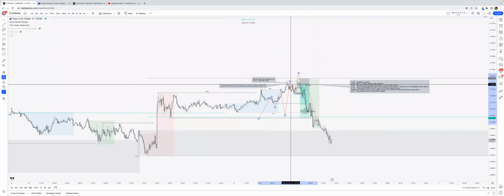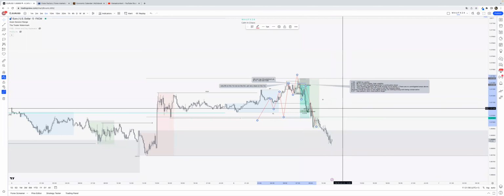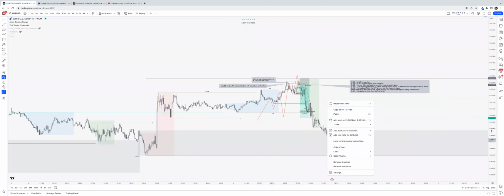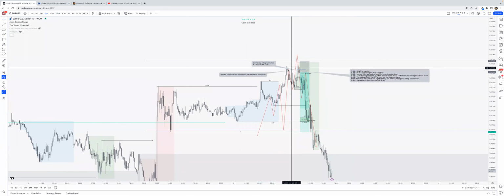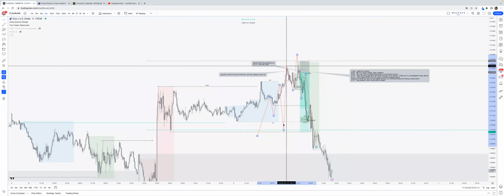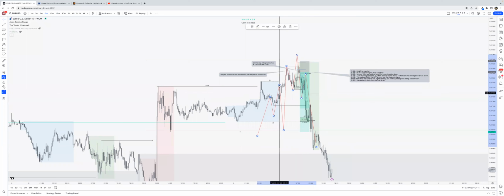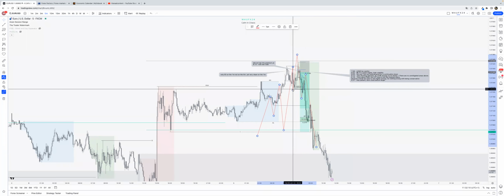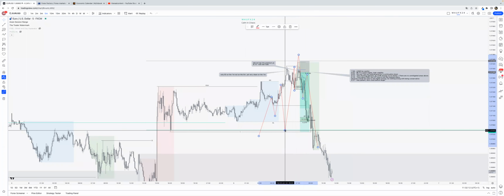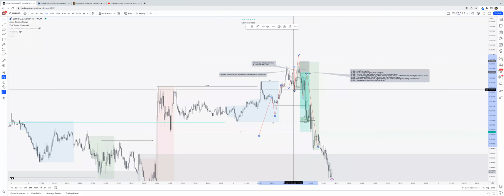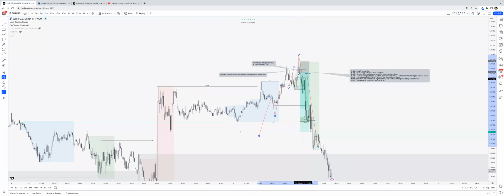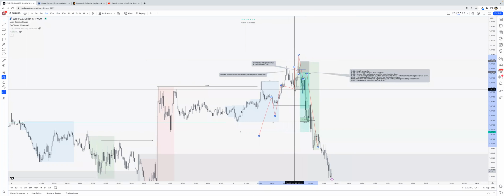Now, if we put it something like this, it actually fits almost perfectly. We can see that we have our, oh, so this is actually on the lower time frame. So hold up. This is somewhere up here. This is our early sellers.